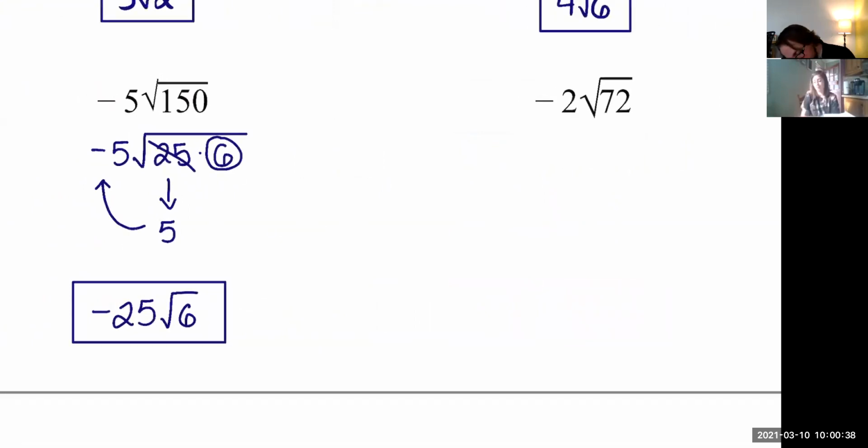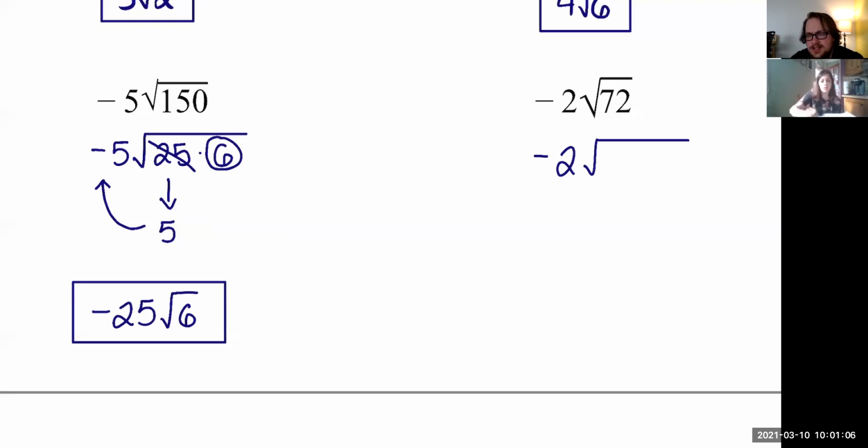Let's keep the ball rolling. Is 72 a perfect square? Don't believe so. No. But it does fall on our factor pair list, so a little bit easier. Do you spot any factors of 72 that are also perfect squares? Remembering that we ideally would like the largest we can find. 2 and 36.